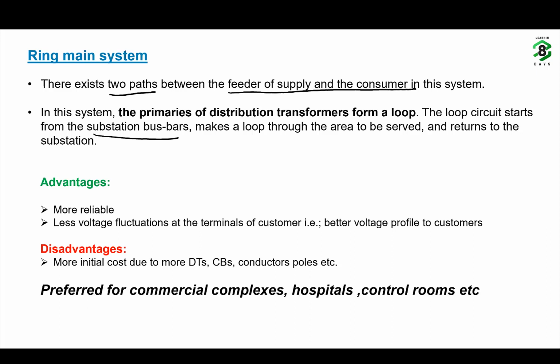So for whom will we prefer the ring main system? We prefer it for the customers who give us more tariff and the loads which are very much essential, like hospitals, which will have ICU rooms, and traffic control room, police control room. So this system of distribution is preferred for the customers who pay more and for the loads which are critical, like hospitals, control rooms, etc.